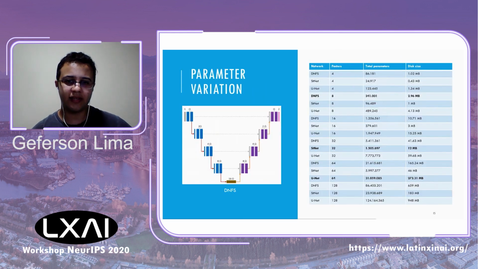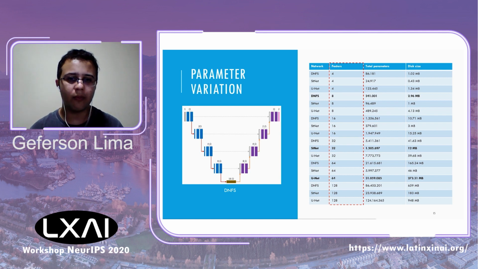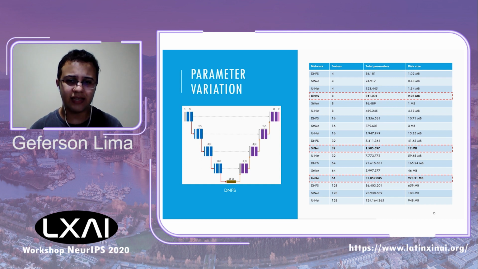Here, we show the scheme used to vary the number of network parameters. There are 18 neural network variations. The omega value was changed to each of the factors shown in the table. The red rectangles contain the DNFS and the STNet and UNet baseline networks. The different factors change the neural network sizes, which made DNFS have a much smaller number of parameters and disk requirements than the other networks.